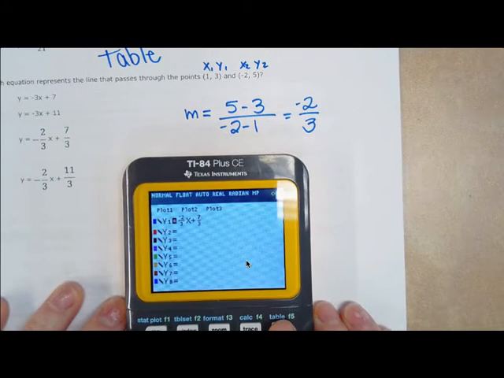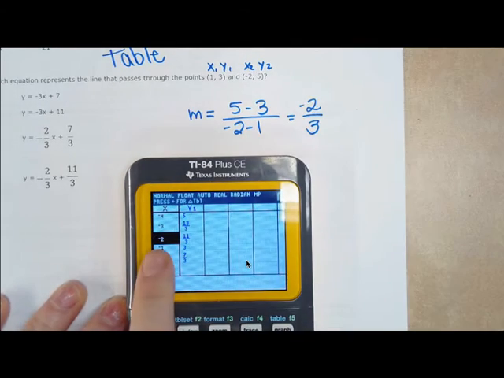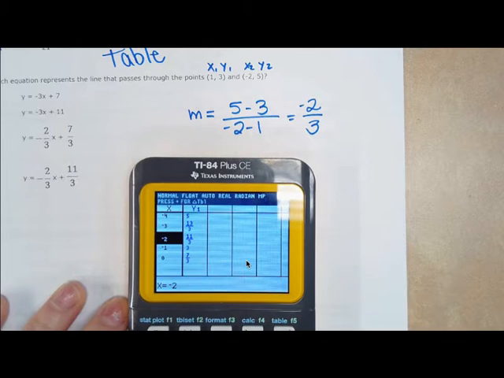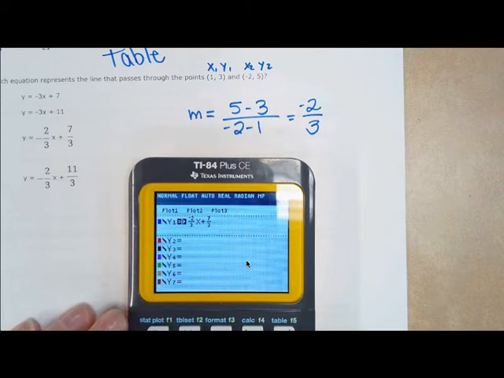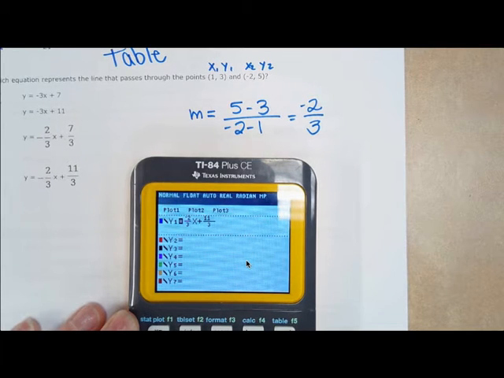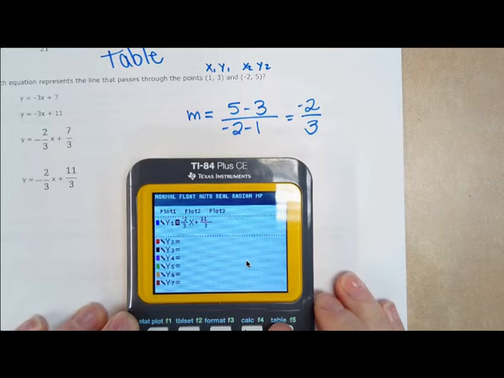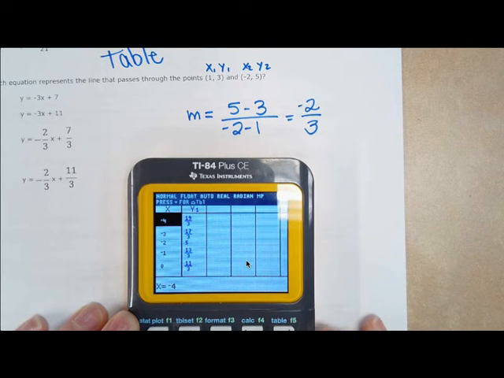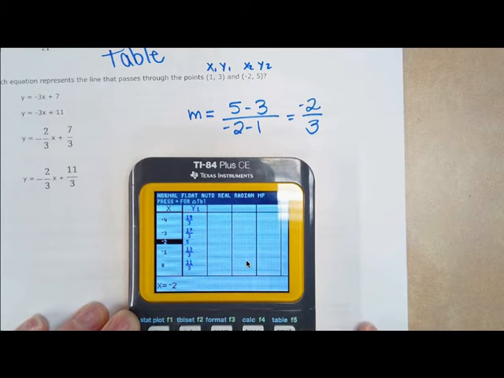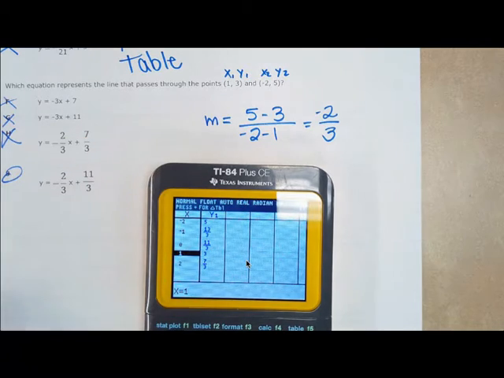Look at our table of values and see if we have 1, 3 and negative 2, 5. Well, negative 2 is with 11/3, so we know that's not right. So go back over here, and I need to change this to 11/3. So you don't have to clear the whole thing out. Just change what needs to be changed. What's different about them? Look at our table. Negative 2 is with 5, and 1 is with 3. So that means J is the answer.